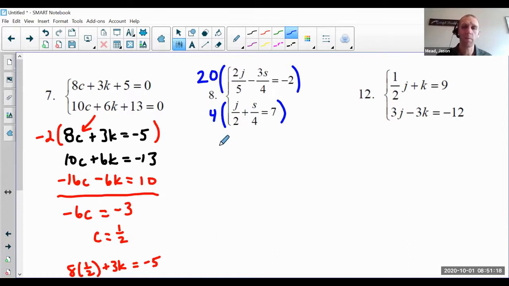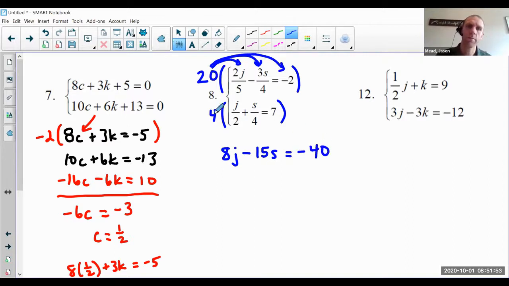There's probably another way of doing it, but in the interest of time, I'm not going to worry about it too much. So now what I'm going to do is multiply everything across. So 20 times 2j over 5 becomes 40 over 5 times j. Well, 40 over 5 is 8, right? And then 20 times 3 is 60. 60 over 4 is 15. So I have 8j minus 15s equals negative 40.